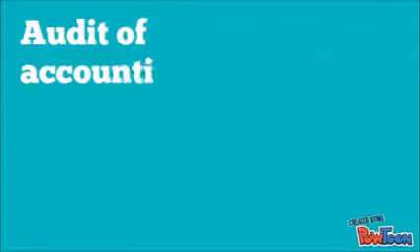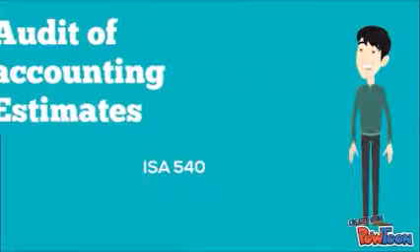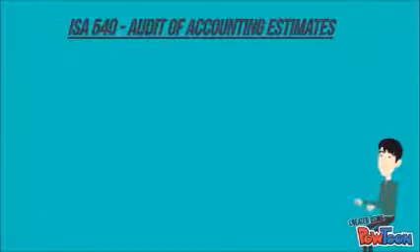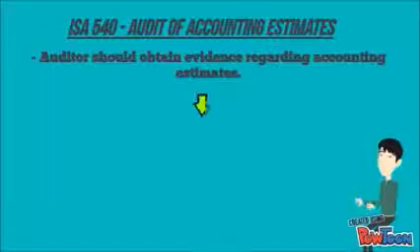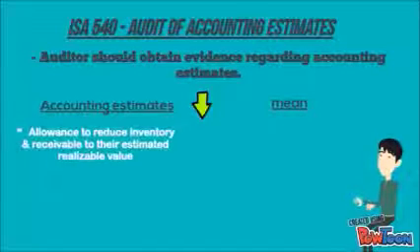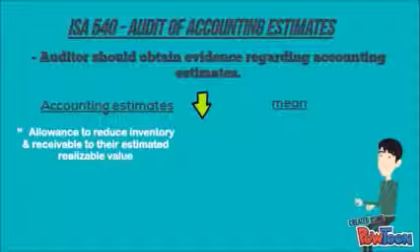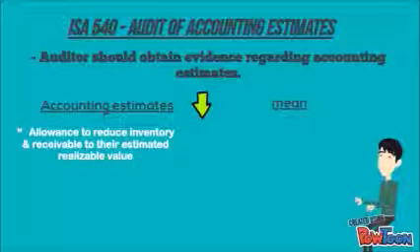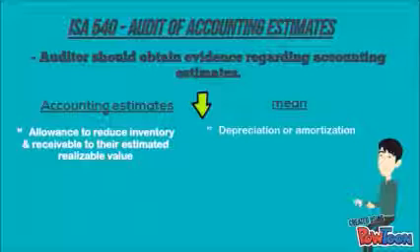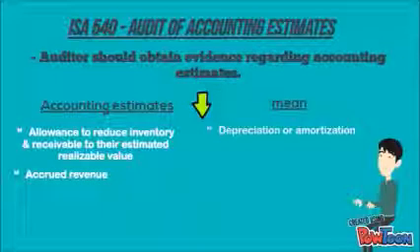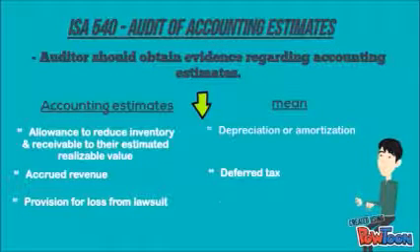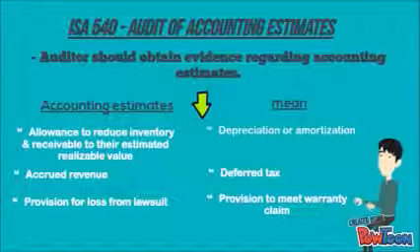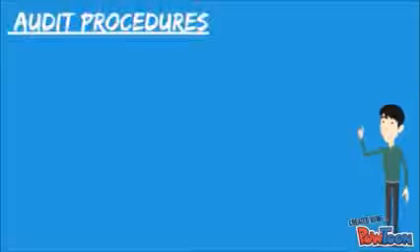Now we talk about the audit of accounting estimates based on ISA 540. Auditors should obtain evidence regarding accounting estimates, which means the allowance to reduce inventory and receivables to their estimated realizable value, the depreciation or amortization, accrued revenue, deferred tax, provision for loss from lawsuit, and provision to meet warranty claims. Audit procedures.